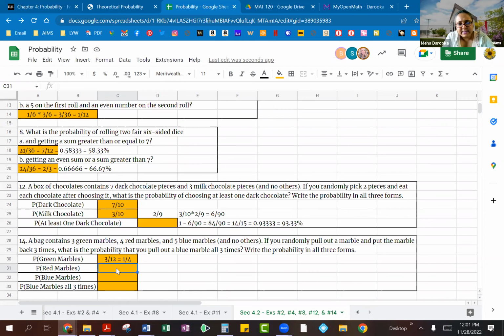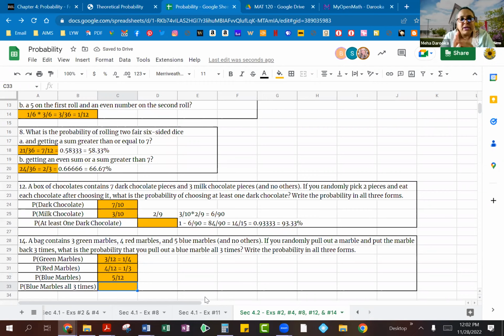Yeah, very nice, guys. So that would be, of course, again, 4 out of 12, which when you reduce that, this will reduce down to 1/3. And then the last one, what's the probability we could select blue marbles? Very nice. And this one, we cannot reduce it, right? Because obviously 5 will not go into 12 evenly. So you can leave that as 5/12.